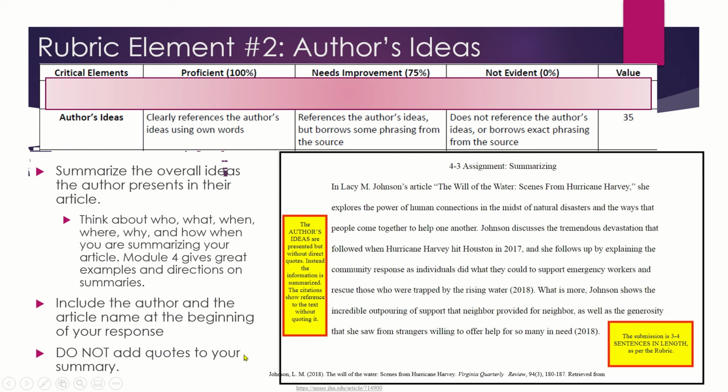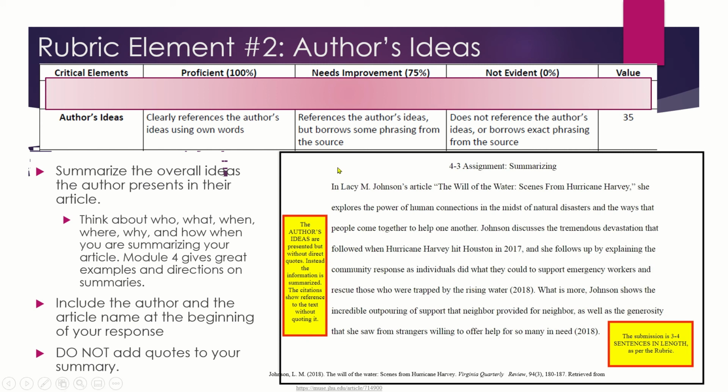Another point to remember is do not add any quotes to your summary, because as you can tell on this rubric here, it says to clearly reference the author's idea using your own words. So you do not need to use any quotes in the summary as you're writing an overview.